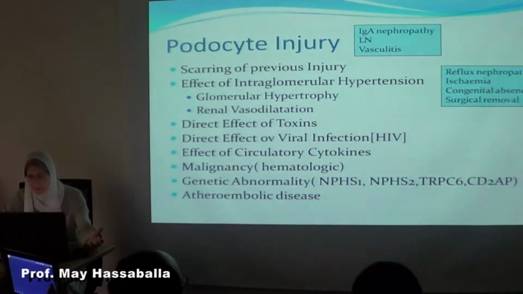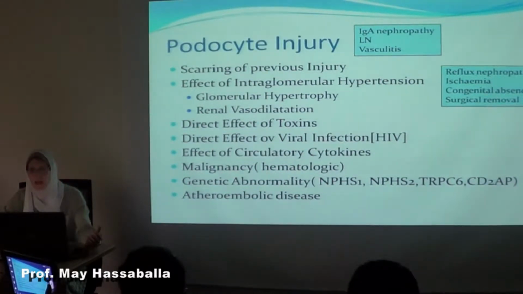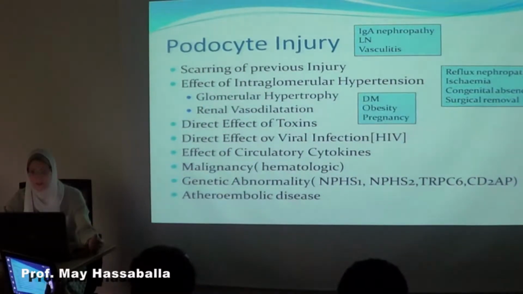that occurs in many CKD diseases that are not necessarily glomerular, like reflux nephropathy, as just mentioned, ischemia, congenital absence or surgical removal of the kidney. And mind you, you need to have a loss of more than 50% of the nephron mass to develop such a lesion. Also, renal vasodilatation can occur, resulting in an increase in intraglomerular pressure, such as occurs with diabetes, obesity, and pregnancy. Even in pre-eclampsia, sometimes you have an associated FSGS that may be due to hemodynamic factors as well.